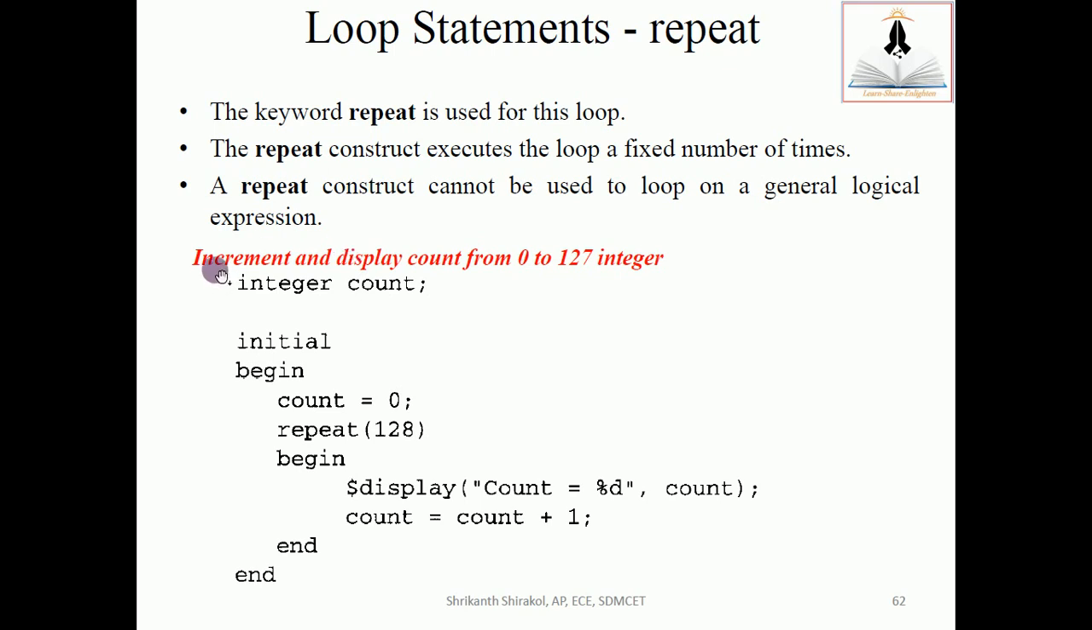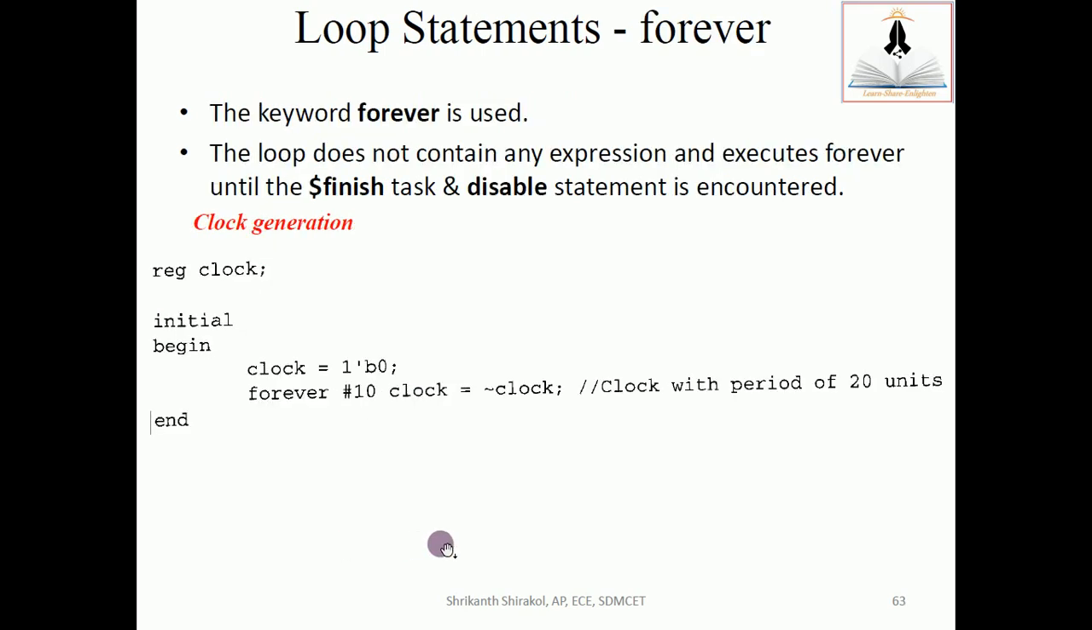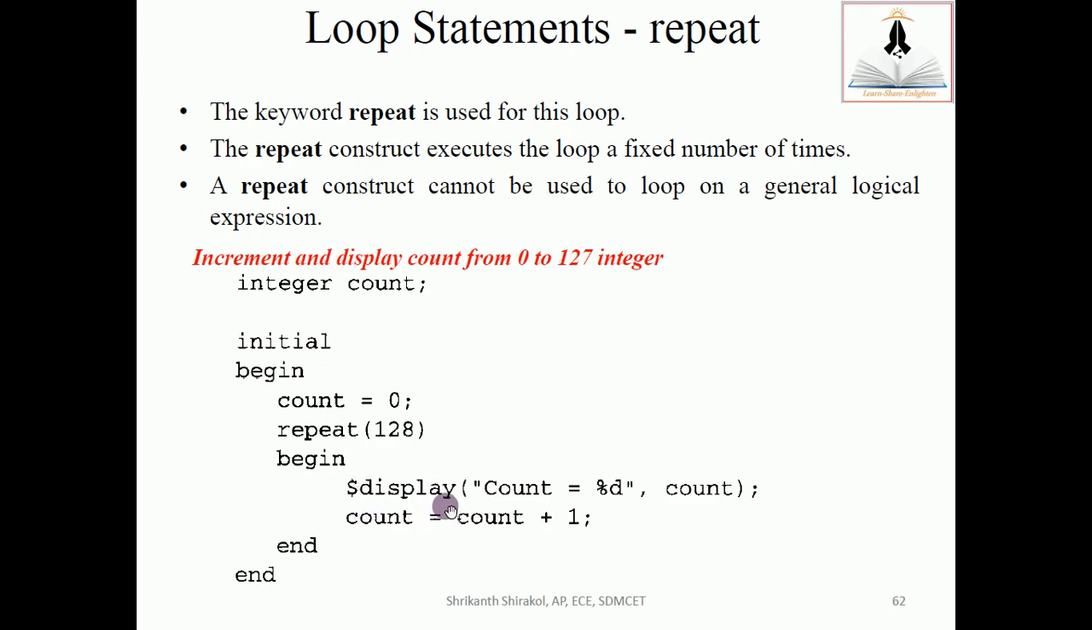Let us look into the problem statement. We have to implement increment and display count from 0 to 127. We'll declare an integer count, which is of 32 bits. Initial begin, count is initialized as 0. Repeat the following loop for 128 times. There are no conditions here, but there is a fixed number: 128 times it should repeat. So what is going to happen once the repeat statement is entered? The count is displayed after every increment. There is no time delay mentioned, hence all these things happen in zero simulation time. For checking it practically, we have to introduce some delay, which we'll look at in the Xilinx environment.